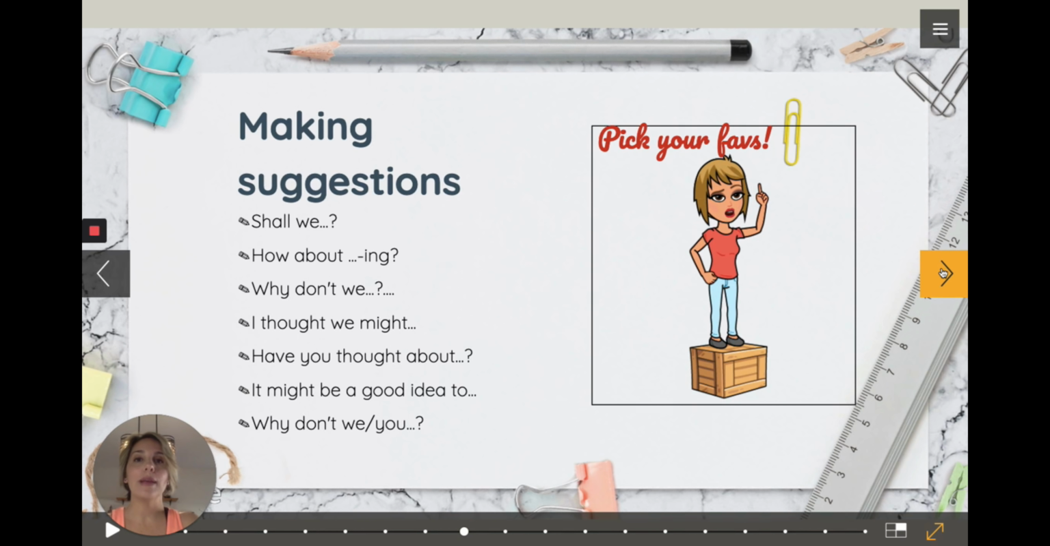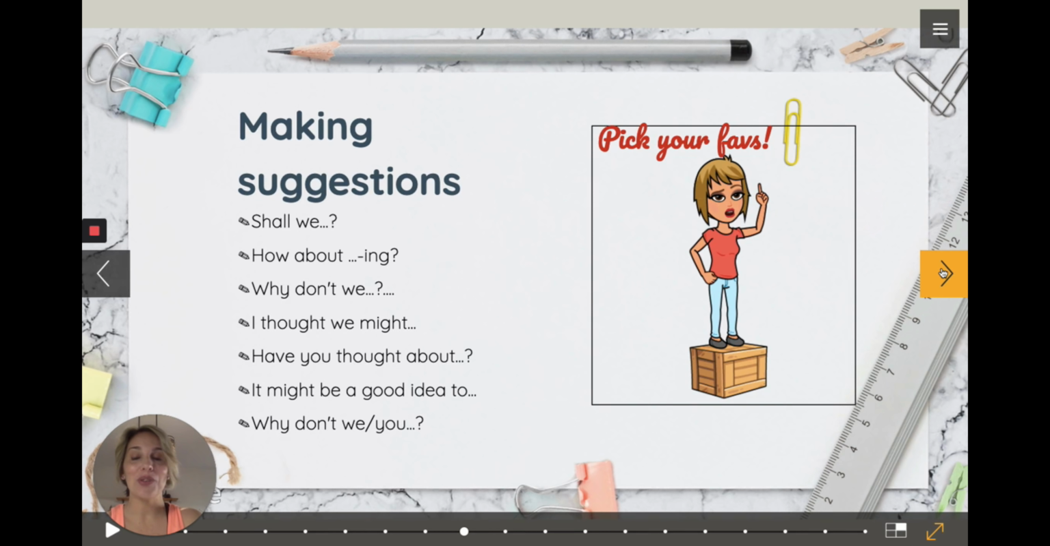Okay, if you have to make a suggestion, here are some examples. Oh, shall we grab a coffee? How about having a coffee? Why don't we have a coffee? I thought we might have a coffee together. Have you thought about having a coffee tomorrow? It might be a good idea to have a coffee. Why don't we have a coffee? Okay, so it's a problem if you don't like coffee really.